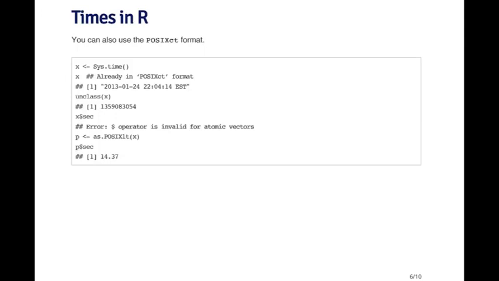The POSIXct format, you can also get it from the Sys.time function, and you can see that if I unclass this POSIXct object, I get this very large integer, because that's just the number of seconds since January 1st, 1970. Now, if I try to apply the list operator, the $, to this object, you'll get an error because objects of POSIXct don't have these list elements in them. If you want to get those list elements out, you have to convert it to POSIXlt using the as.POSIXlt function. Then I can get the seconds out. In this case, it's 11.88 seconds.